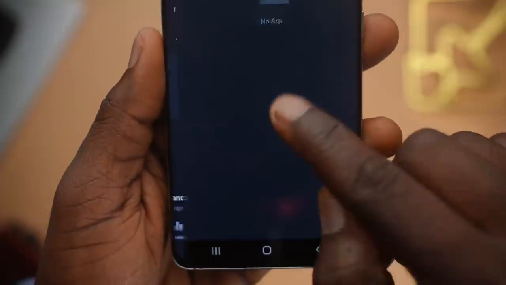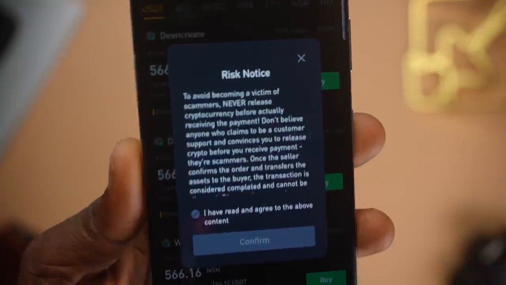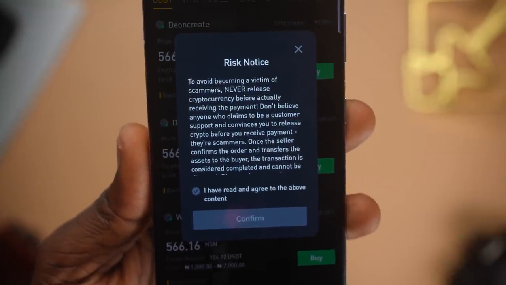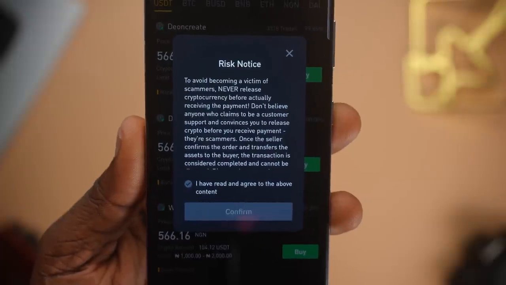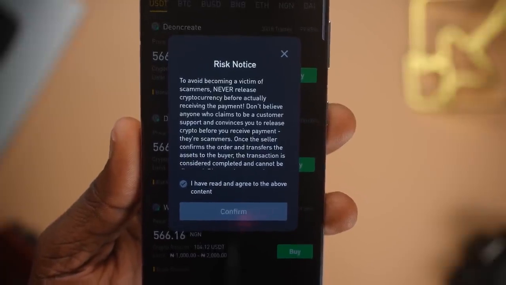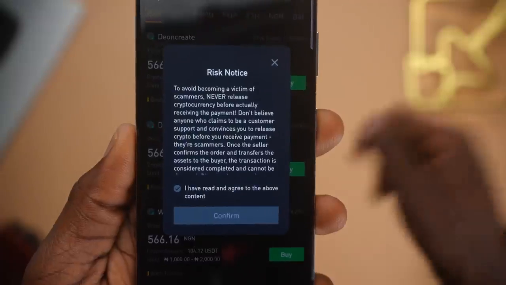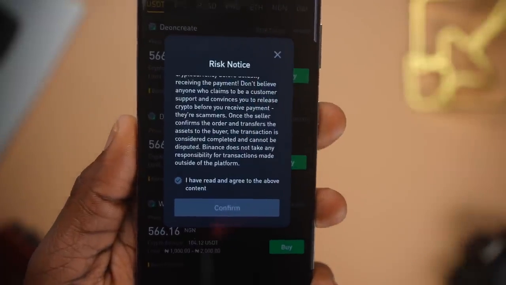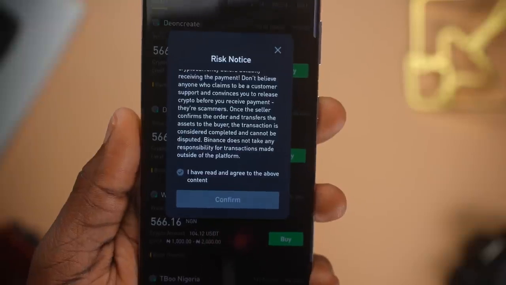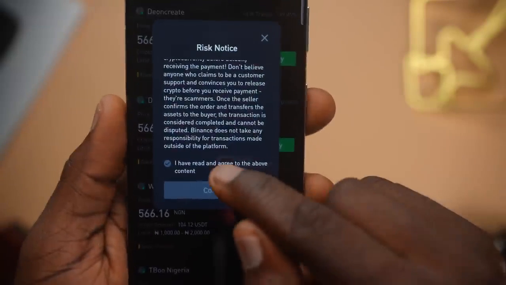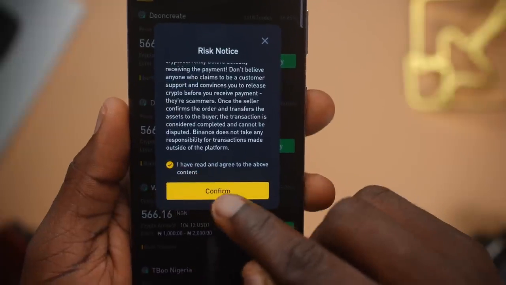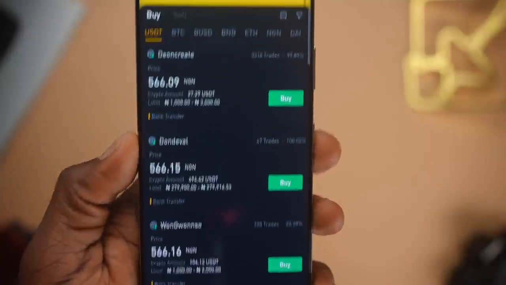And it of course shows you the risk notice associated with P2P trading. Basically, Binance is telling you not to believe anyone who claims they're a customer support, or anyone that convinces you to release your crypto before you have received the payment. The instructions will appear clearly, and once you follow them, you will be fine. Trust me, it's super easy. It's basically like transferring money. After this video, you'll see. So this is the P2P page.